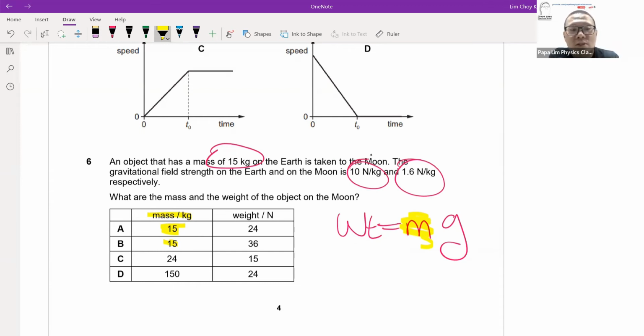Okay, so most likely you'll be able to deduce the answer straight away already. So from here I will not delve too much.